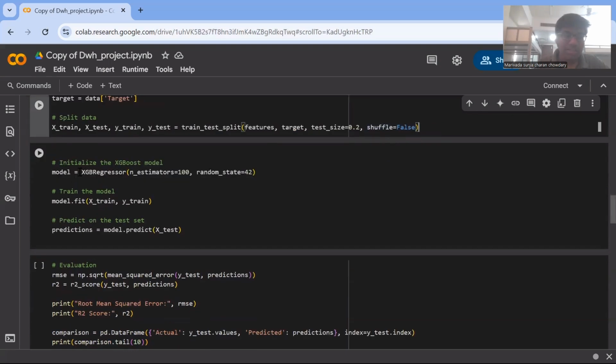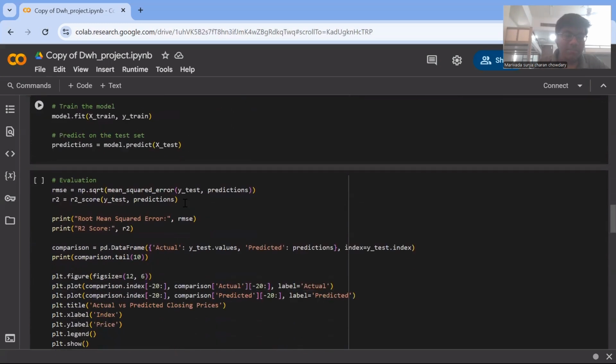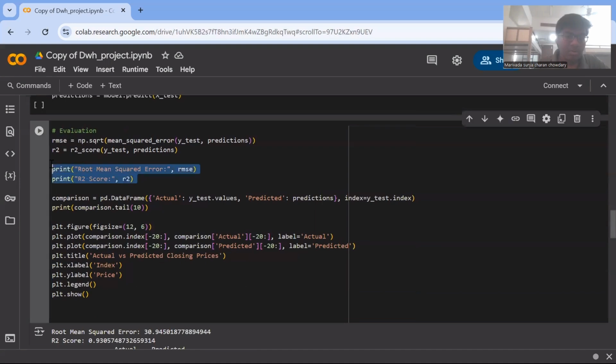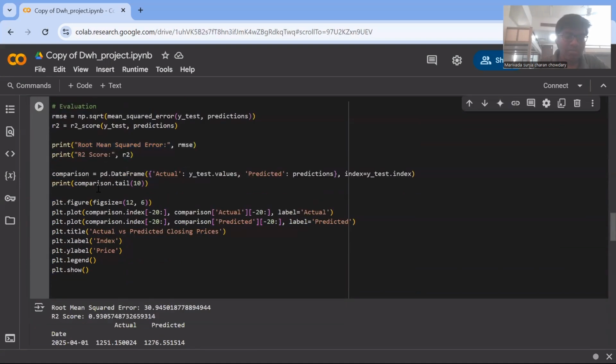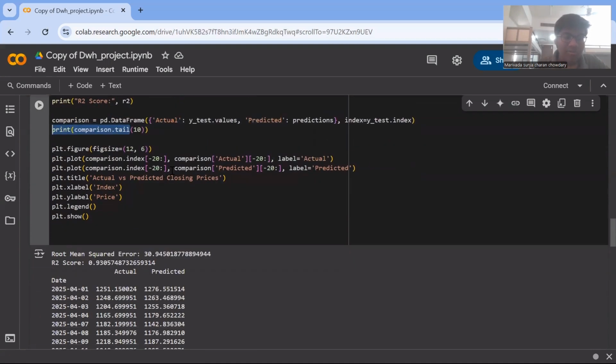Let us initialize our XGB regressor and train our model using model.fit. And now let our model make predictions. Now let us evaluate our model using root mean square error and R square. Here we have used root mean square error and R square error to check the performance. Now let us print both of them. For better visualization, we have created a table which contains actual prices and predicted prices. Now let us print the last 10 rows of that table, and now let us plot a graph between actual prices and predicted prices of the last 20 days.